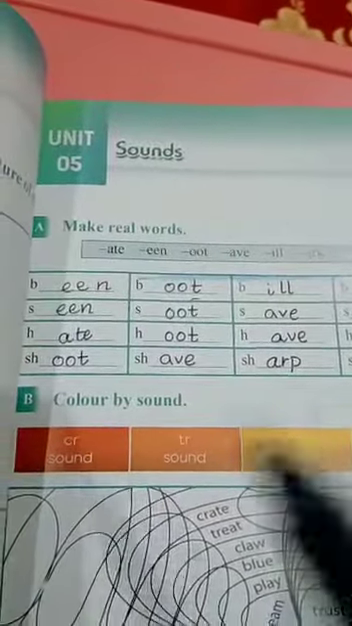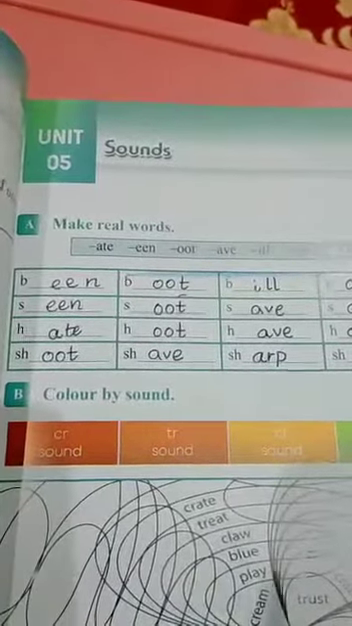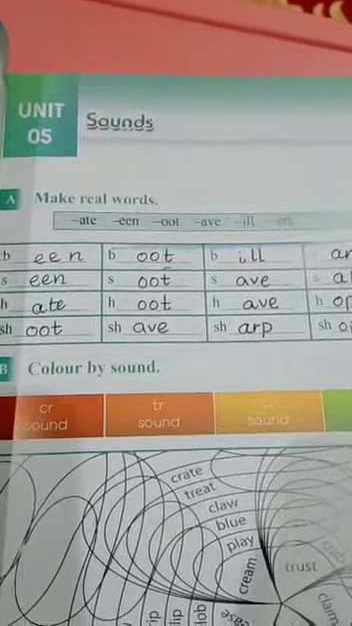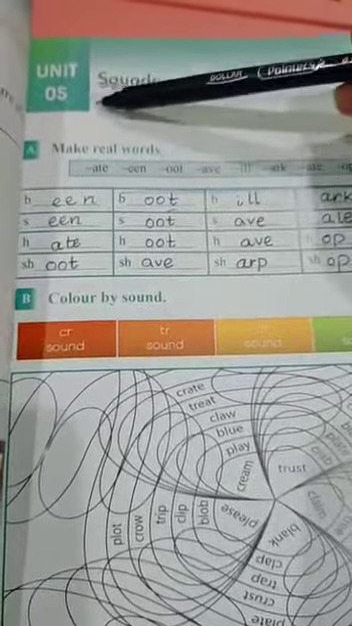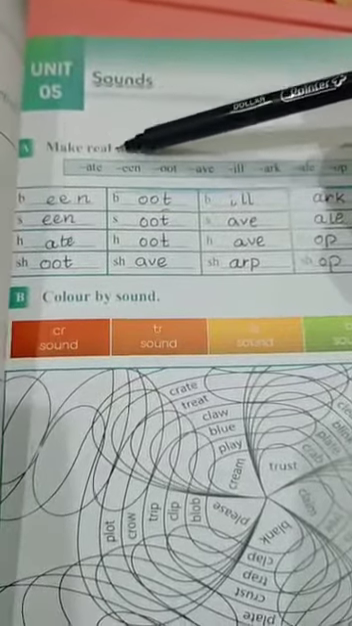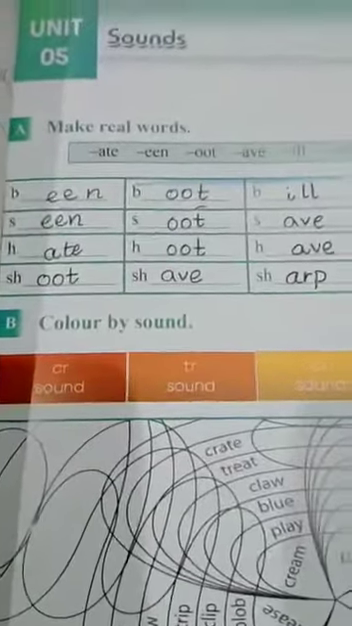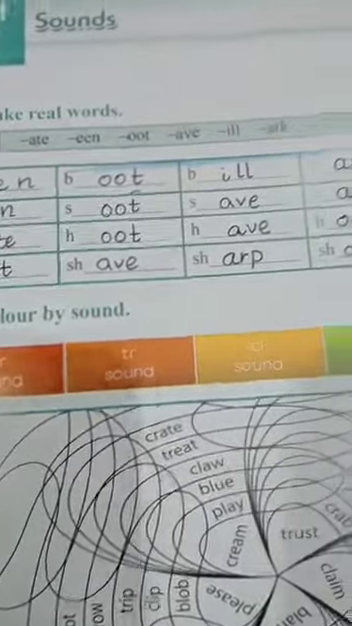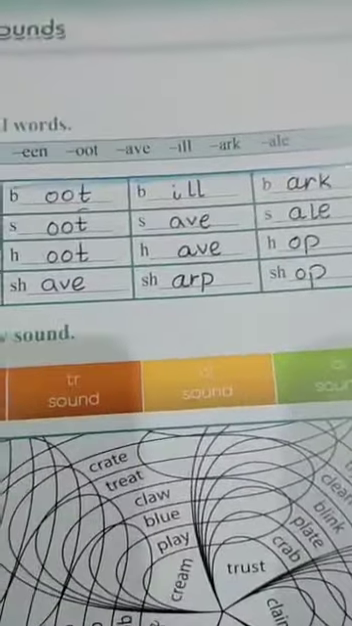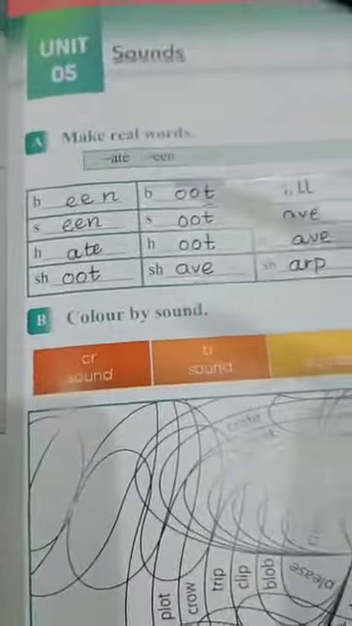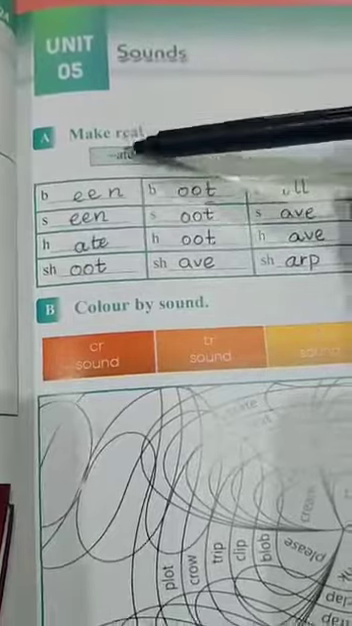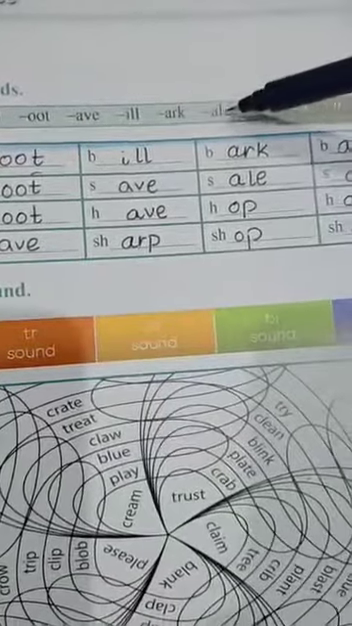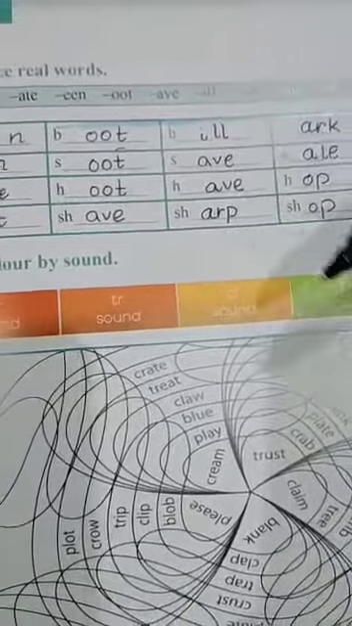This is page number 25 and this is the sounds page. So open your books and hold your pencils in your hands. You have to do this exercise with the help of your pencil. So let's read the question first. The question in exercise A is: make real words. The half of the word is given, like the letters are given to you here, like B, S, H, Sh, and you have to pick the correct letters from here and complete the word.